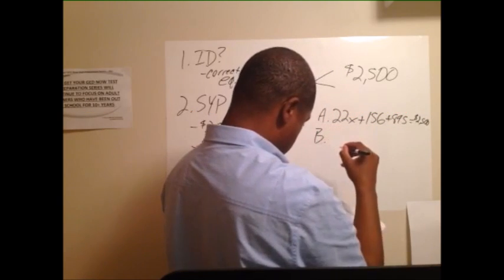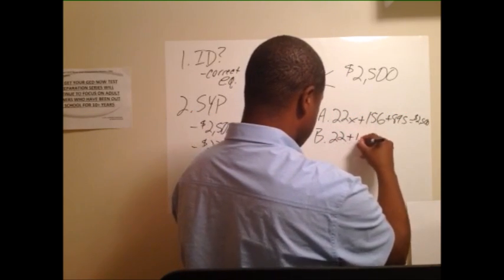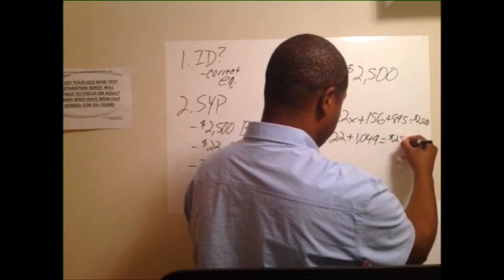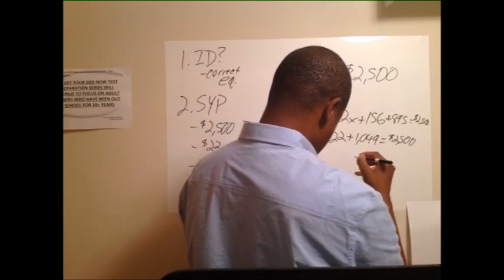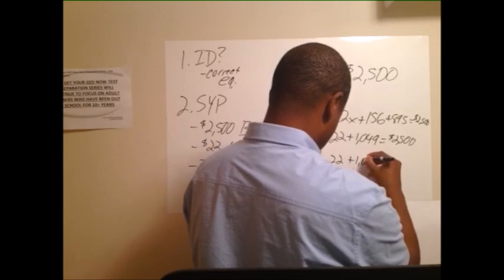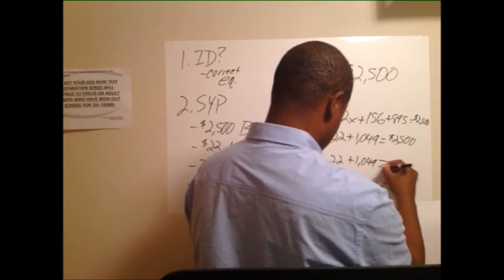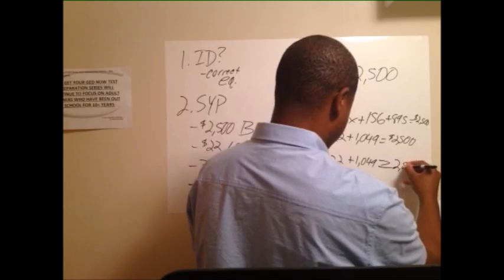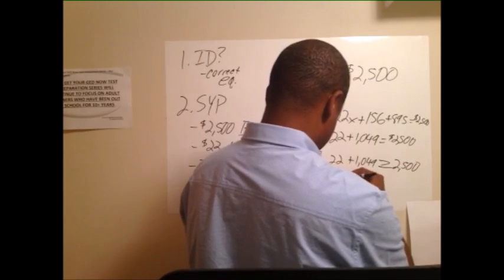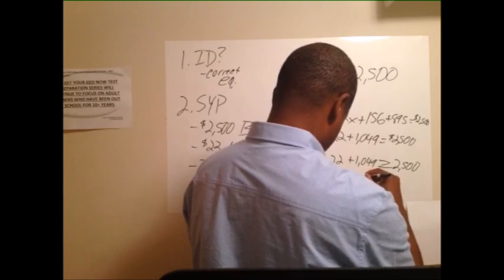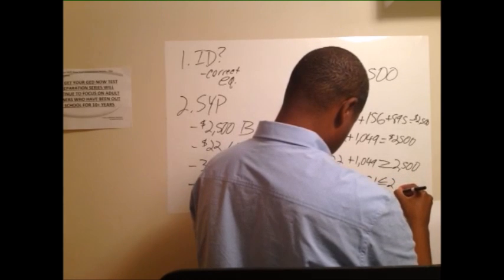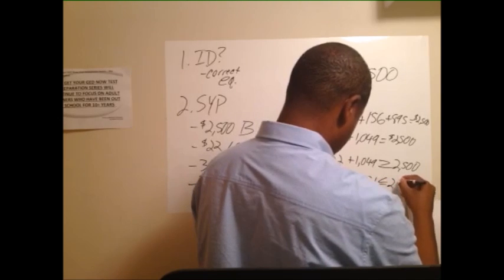Then equation B has 22 plus 1049 equals 2500. And then we have C, 22 plus 1049 is greater than or equal to 2500. And then we have D, which is 22x plus 1051 is less than or equal to 2500.